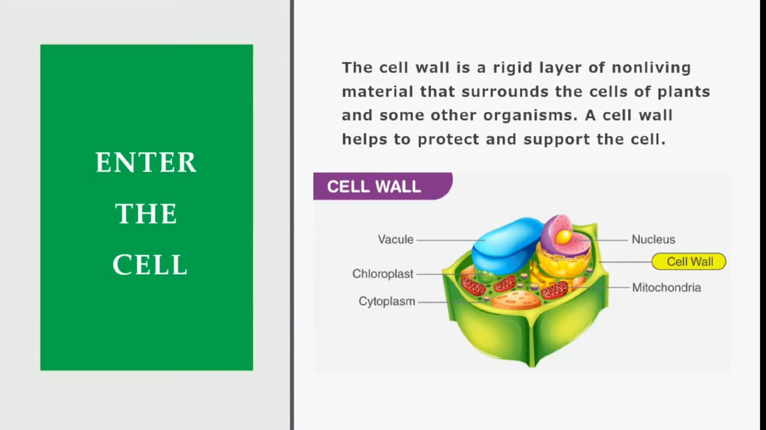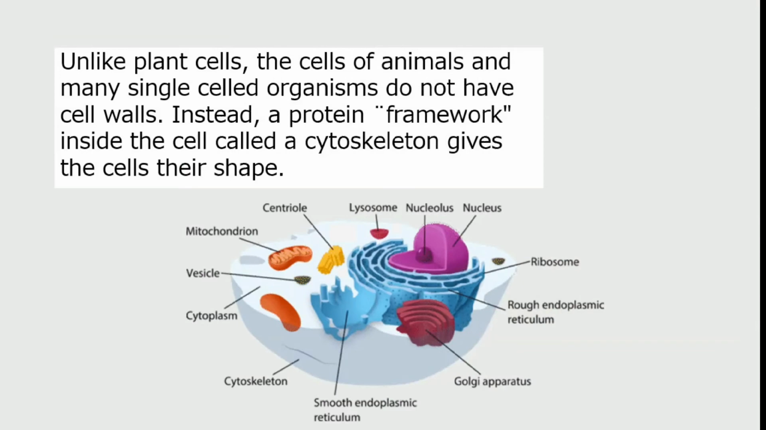The cell wall is a rigid layer of non-living material that surrounds the cells of plants and some other organisms. A cell wall helps to protect and support the cells. Unlike plant cells, the cells of animals and many single-cell organisms do not have cell walls. Instead, a protein framework inside the cell called a cytoskeleton gives the cells their shape. And here, you can identify the cytoskeleton.